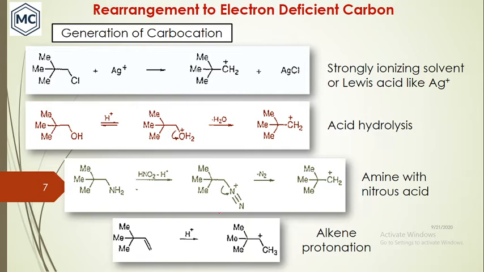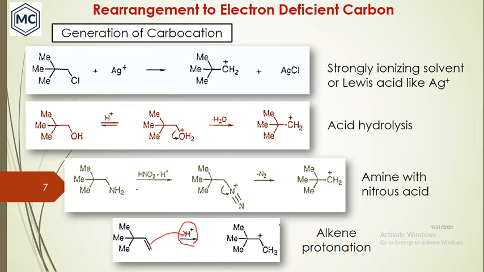And the fourth one is that an alkene can be protonated like this. You can see here this alkene can react with a protic acid like HCl, and it forms a secondary carbocation. And hydrogen is added to this primary carbon because it generates a secondary carbocation. So these are the methods that can be used for the generation of carbocation.